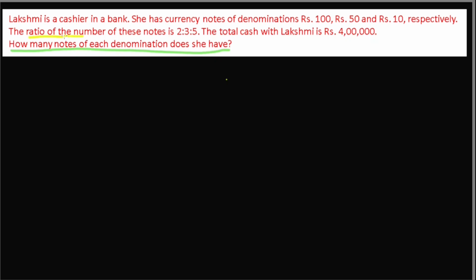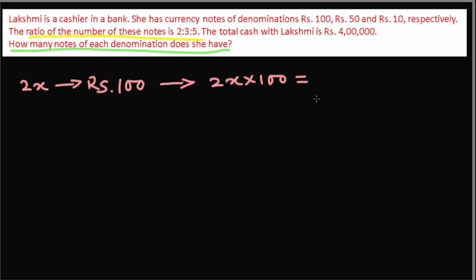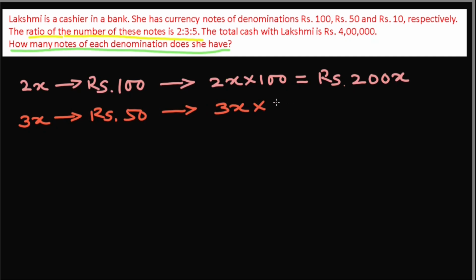Since the ratio of the number of notes is 2:3:5, we will assume that Lakshmi has 2x number of notes of rupees 100 denomination. That means she has 2x multiplied by 100, that will be rupees 200x in rupees 100 denomination. She has 3x number of notes in rupees 50 denomination, which means she has 3x multiplied by 50, that is rupees 150x in rupees 50 denominations.